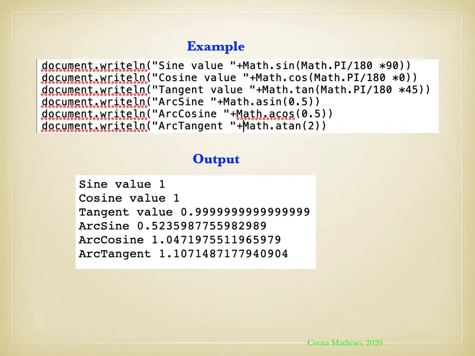Similarly do for cos and tan also. For cos the angle given is 0, and in the case of tan the angle given is 45. In the case of asin, acos and atan, instead of the angles we give values between -1 and 1. So here I have used 0.5 for asin and acos. There is no such limitation on atan, so I have used 2 here. The corresponding outputs also you can see in the output section.